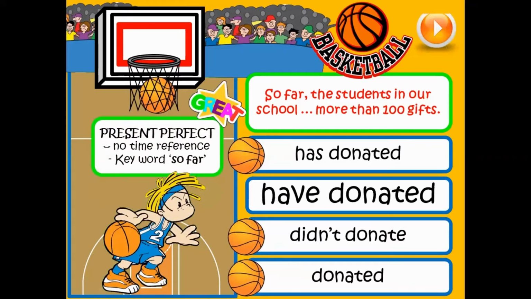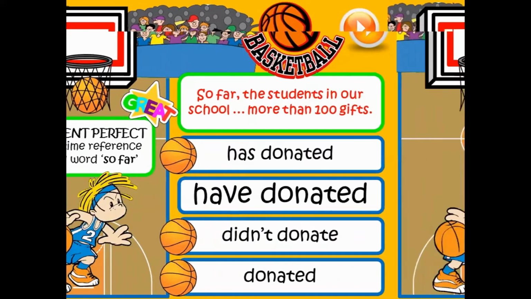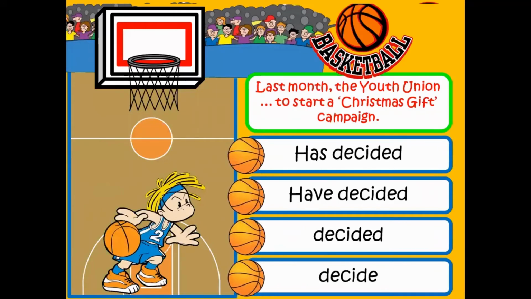We use the present perfect here because there is no time reference and we have the keyword so far. Okay, next one. Phú, can you do it for me?